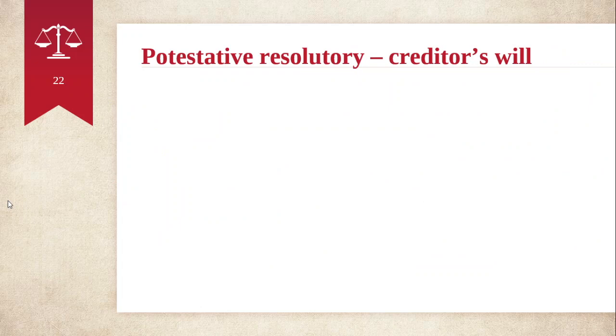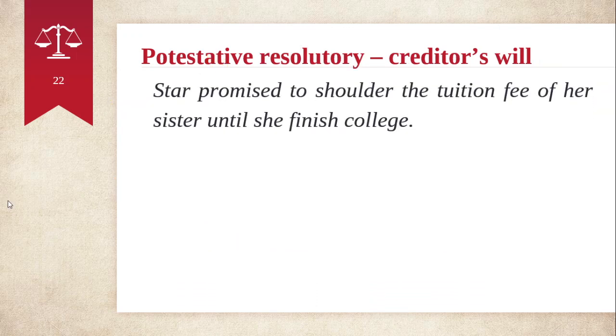Let's talk about potestative resolutory, kasi kanina, suspensive yon. Resolutory naman. Star promised to shoulder the tuition fee of her sister until she finished college. Star dito is the debtor. Okay? And the creditor, ang iyahang sister.